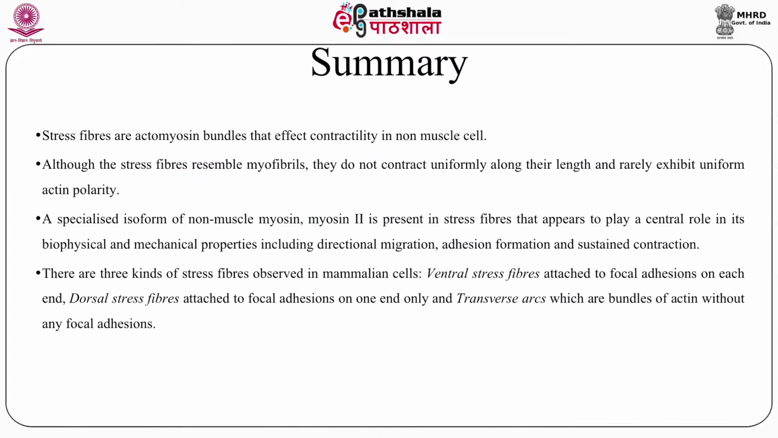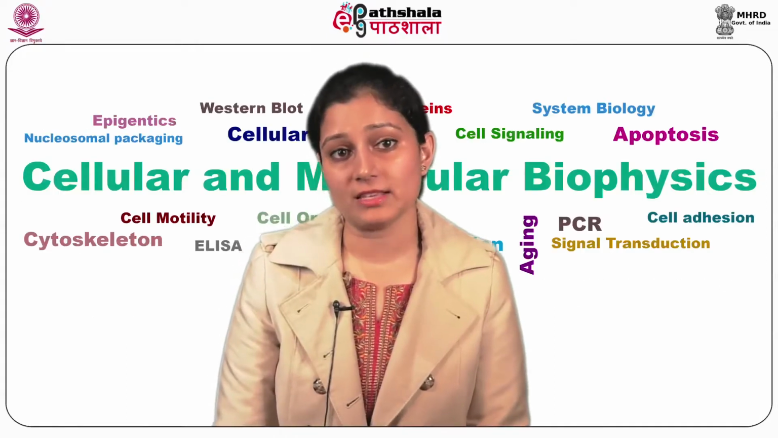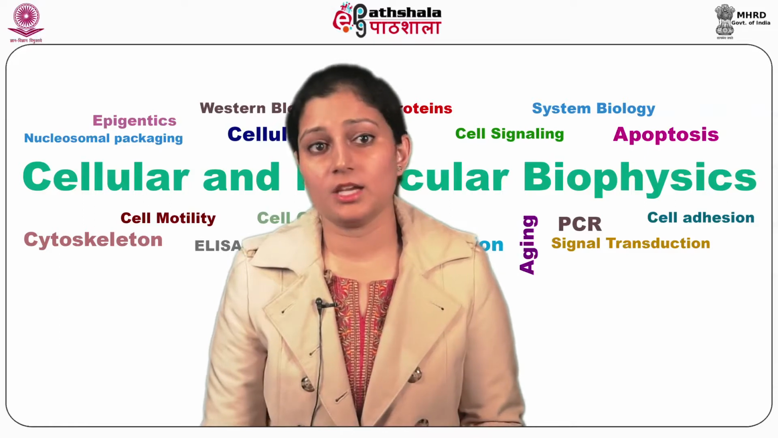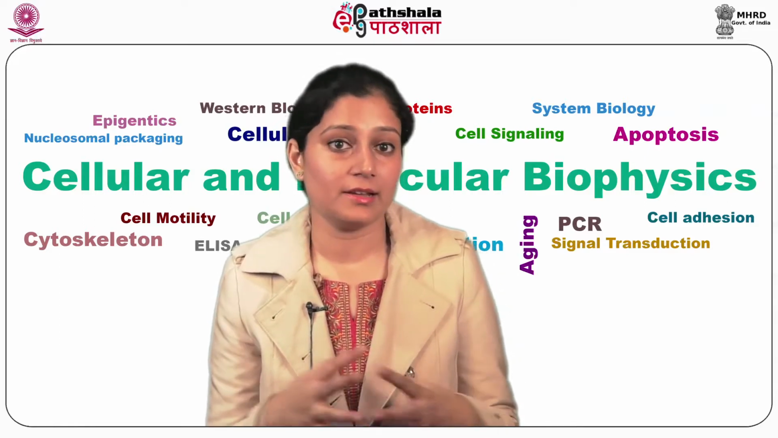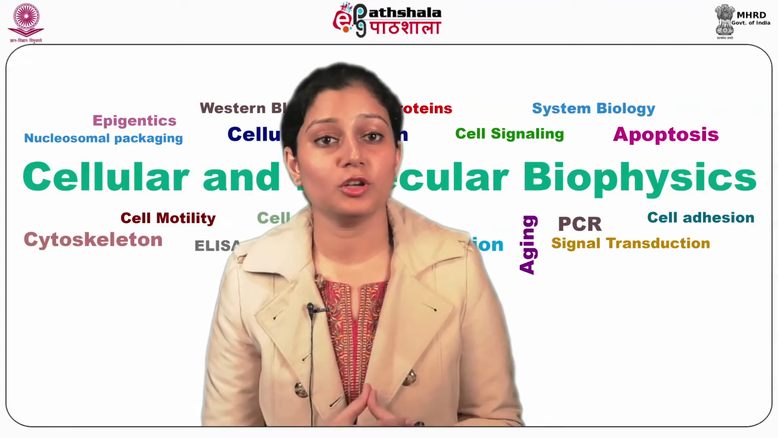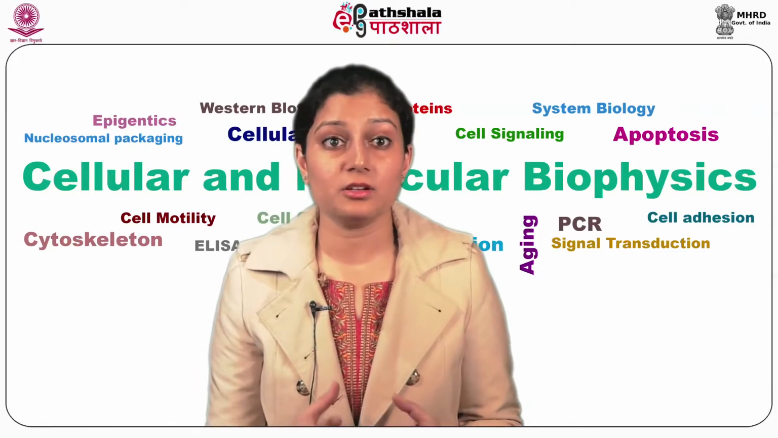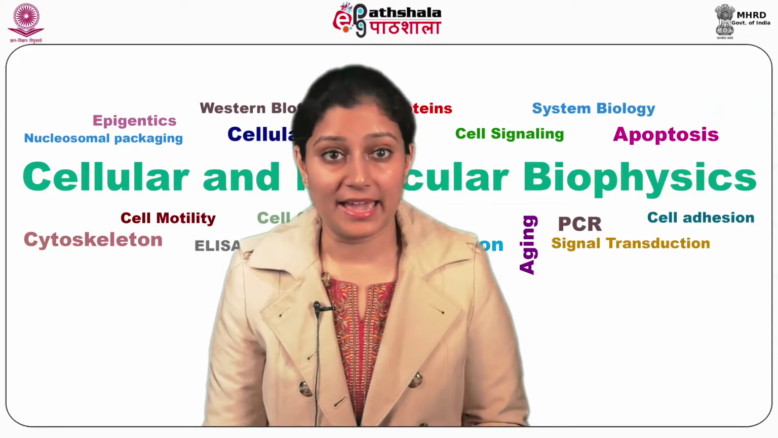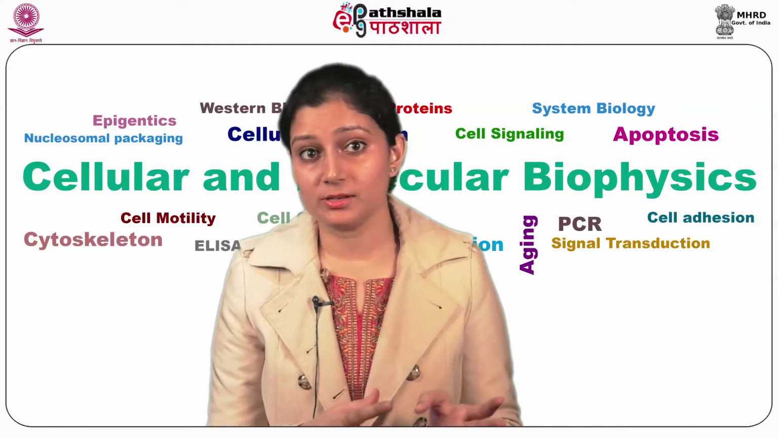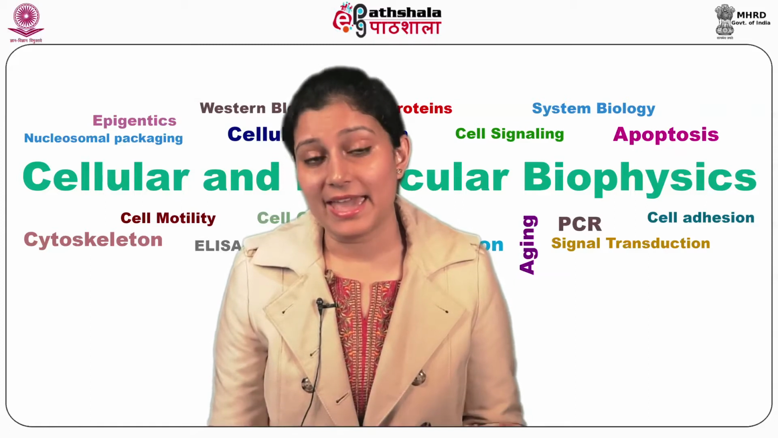Let us now summarize whatever we have learnt in this module. Stress fibers are actomyosin bundles that affect contractility in non-muscle cells. Although the stress fibers resemble myofibrils, they do not contract uniformly along their length and rarely exhibit uniform actin polarity. A specialized isoform of non-muscle myosin, myosin II, is present in stress fibers. It appears to play a central role in their biophysical and mechanical properties, including directional migration, adhesion formation, and sustained contraction.